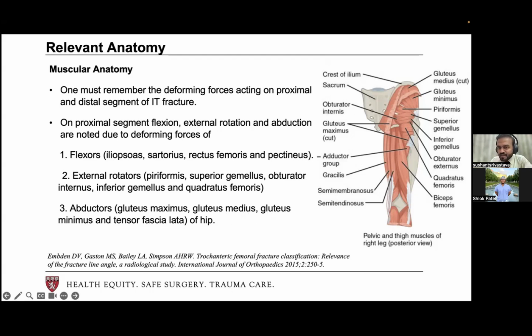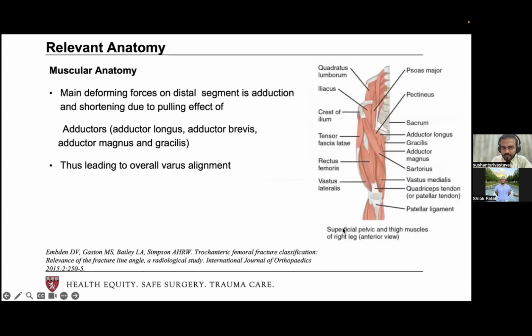So the diagram here encompasses the muscles which act on the proximal segment during an intertrochanteric fracture and bring about the flexion, external rotation, and abduction. The main deforming forces on the distal segment bring about the adduction and shortening, which is due to the pulling effect of the adductors.